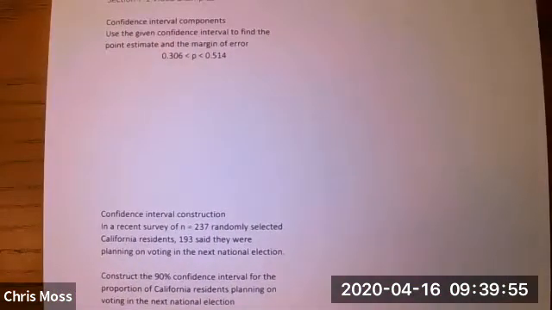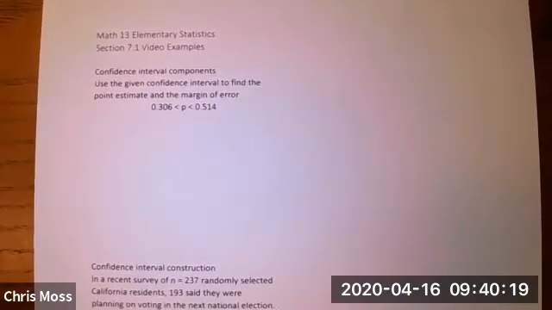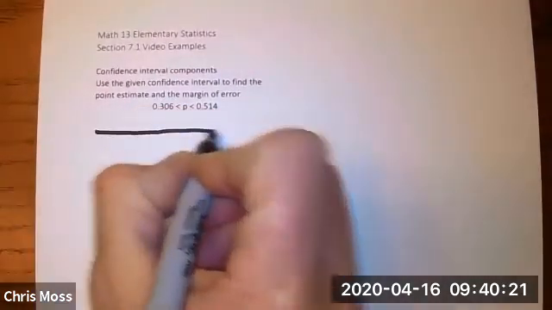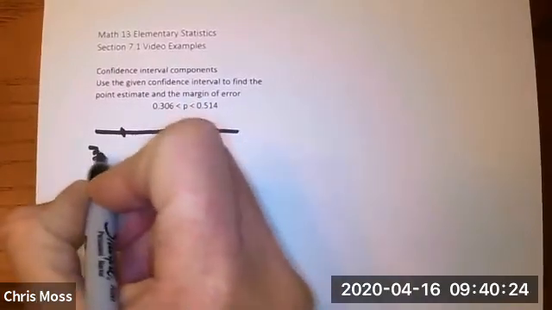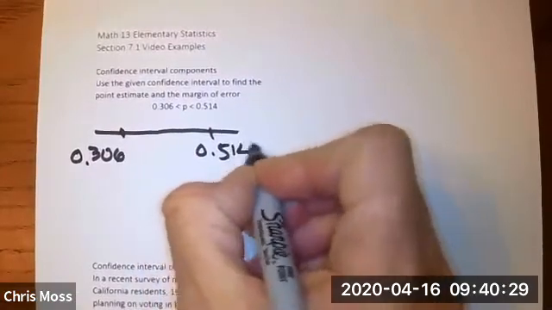All right, so Math 13, Elementary Statistics, Section 7.1, we have some video examples here. The first thing we're going to do is use a confidence interval to find the point estimate and the margin of error. Usually when I start with these, and the process is the same regardless of which section I encounter this type of question in, I draw a number line: 0.306 at the low end, 0.514 at the high end.